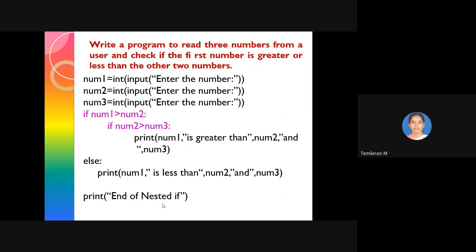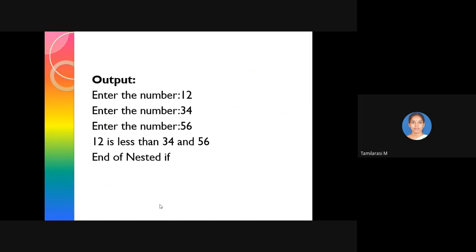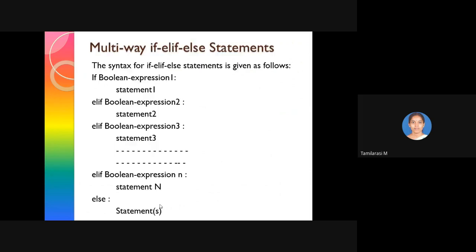This is an example for the nested if statement. Here the first condition is number 1 greater than number 2, and the second condition is if number 2 is greater than number 3, then automatically we know that number 1 is greater than number 2, or else number 1 is less than number 2 and 3. These are the outputs that you will get when you run the program.